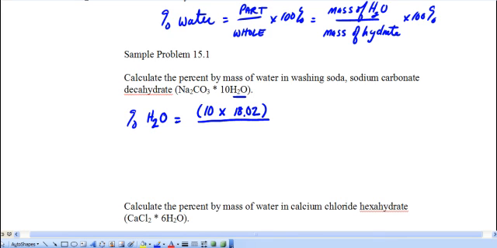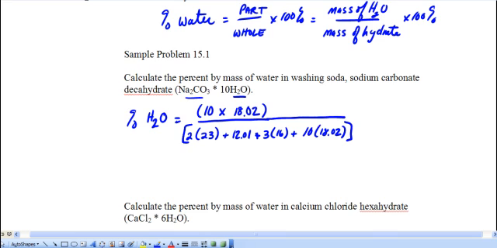The total mass is going to be the mass of the sodium carbonate, which is going to be 2 times 23 for the sodium, plus 12.01 for the carbon, plus 3 times 16 for the oxygen, plus, you have to include the water, 10 times 18.02, and so that is the total mass of the hydrate, times 100%.